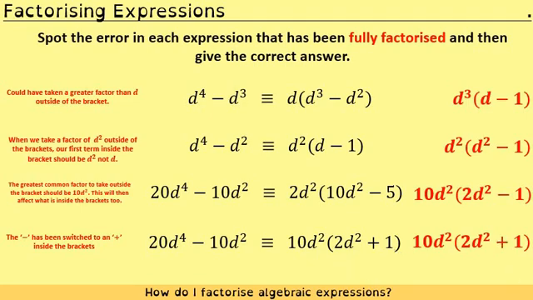Oh, my answer isn't right. This should be a minus. I obviously forgot to change it in my answers. Sorry about that, guys. But this should be 2d squared take away 1. It's not a problem. You can just mark it correctly in your book.